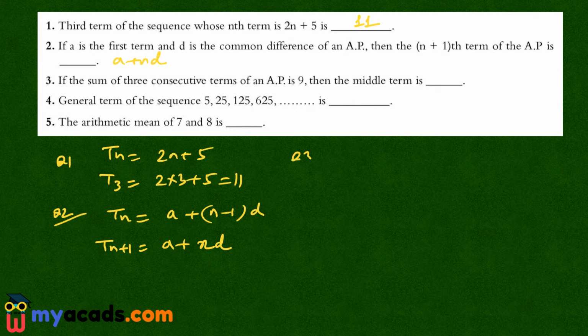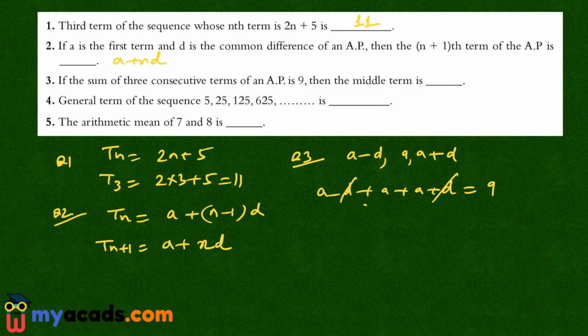Now I will see question third. The question is, if the sum of three consecutive terms of the AP is 9, then the middle term is. I have seen that when I have to take three consecutive terms of an AP, I should take them as A minus D, A and A plus D. Now the question is saying the sum of three consecutive terms of the AP is 9. So A minus D plus A plus D is equal to 9. So D and D cancel out, 3A is equal to 9, A is equal to 3. The question is asking me the middle term. The middle term is A, so my answer is 3.